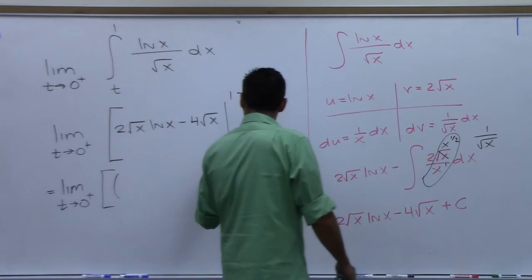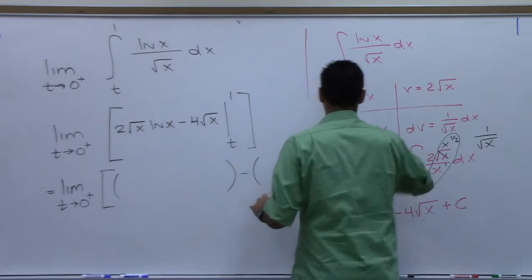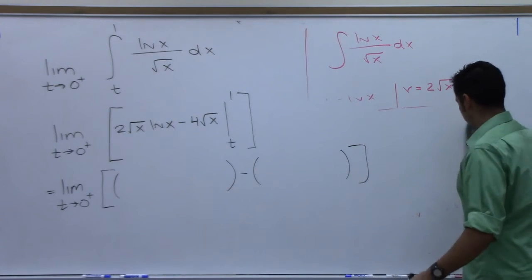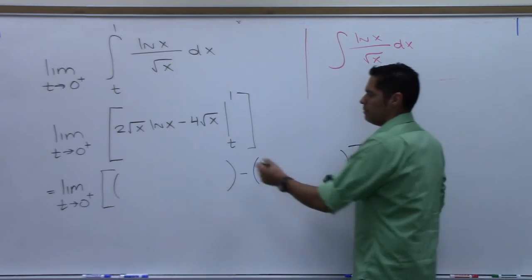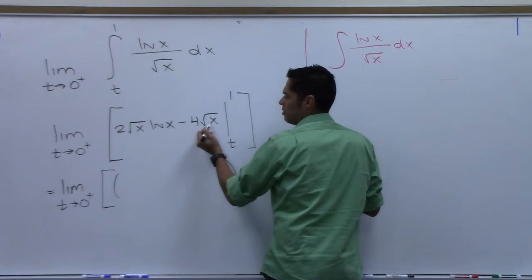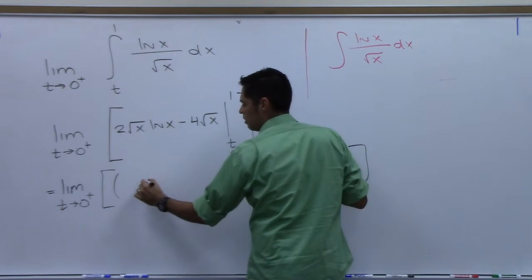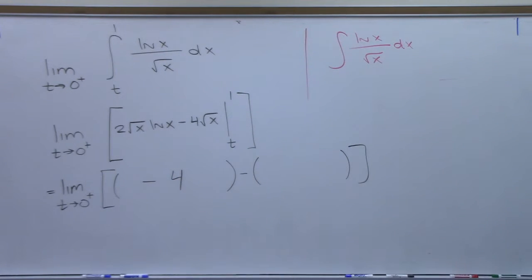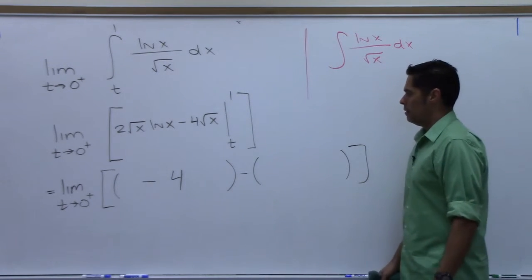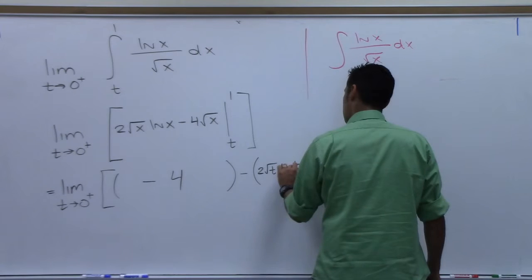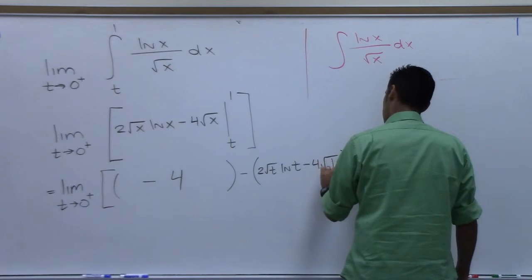Two sets of parentheses. Plug in 1 first. What happens when we plug in 1? So 2 natural log 1 is 0, minus 4 times 1. So this is just minus 4. The 4 is not under the root. Now plug in t: 2 root t natural log t, minus 4 root t.